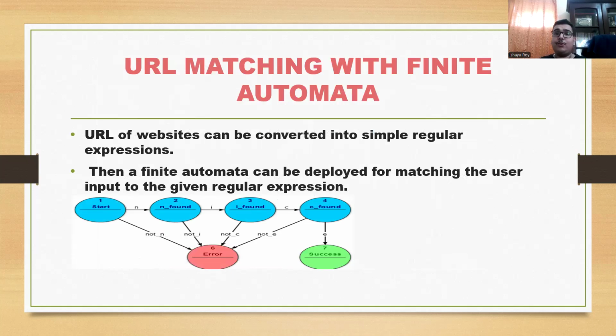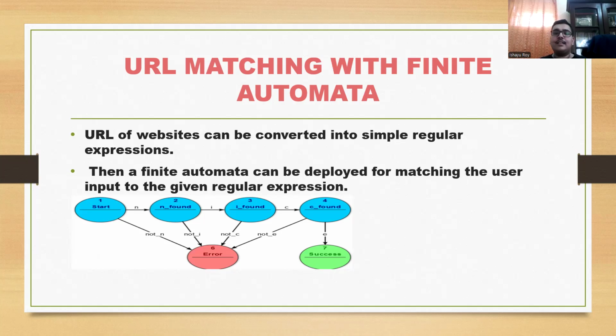Next up, we have URL matching with finite automata. Since we have already discussed the string matching pattern, we can also in a similar way match URLs. It's not necessary that a user will always type some word. They can also want to visit a particular site and type the URL for it. So we also need to have a pattern for checking the URLs. URLs can also be converted into simple regular expressions, and then these regular expressions can be validated by a finite automata.